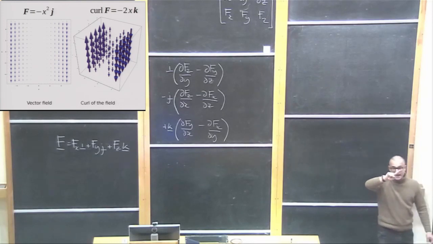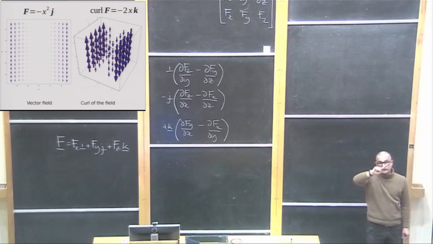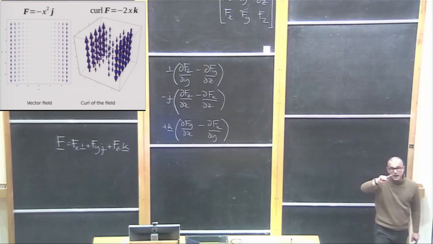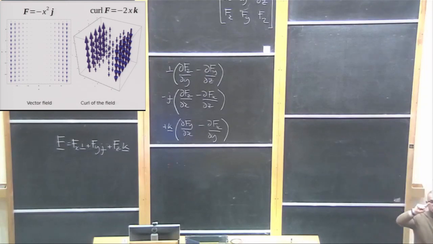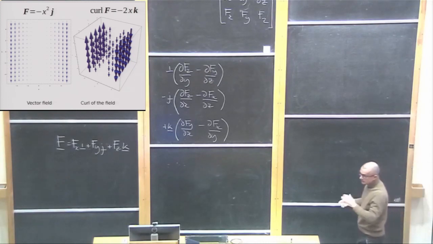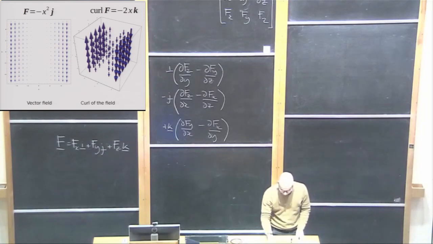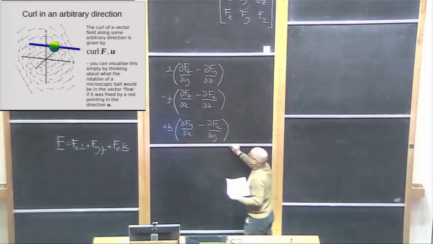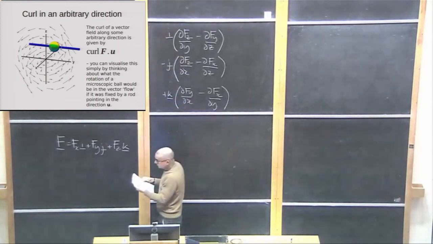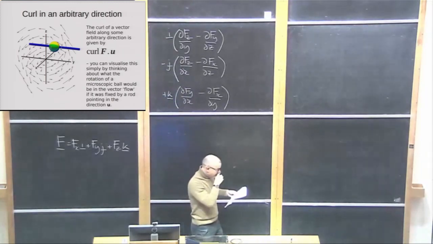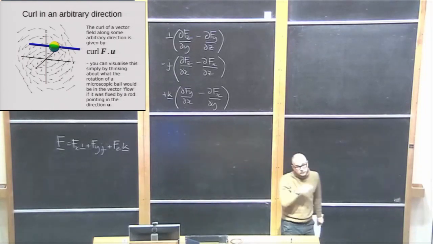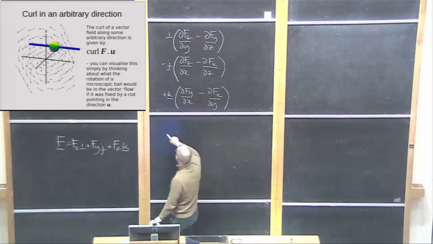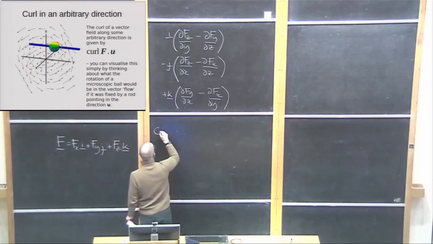It represents the axis along which the ball is rotating, and the magnitude of the curl tells you how much that ball is rotating. Okay? So assuming that your ball wasn't moving with the large-scale motion in the flow, the curl tells you how much that ball would be rotating and around what axis. So if you want to know what is the curl in some arbitrary direction, then you take the dot product of the curl with that direction.